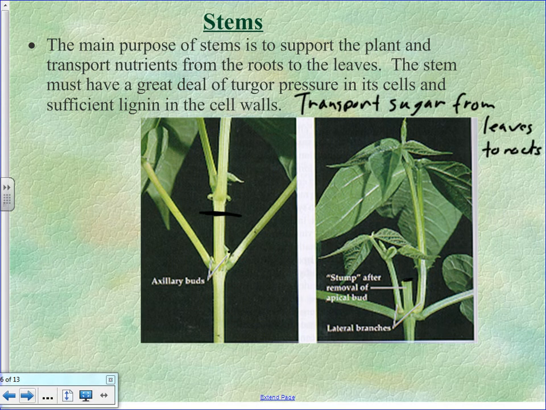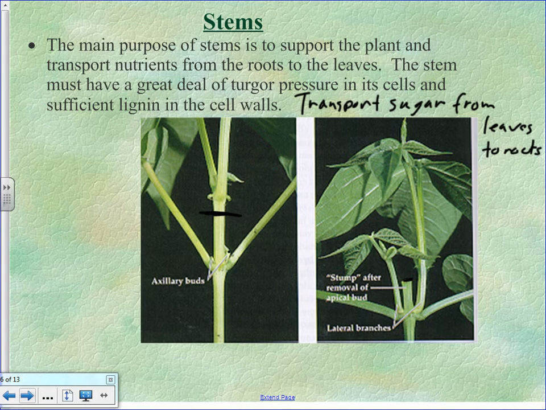All right, so the plant's stem is like a 4-lane divided highway. Part of it transports water up, and part of it transports sugar down. Those 2 jobs cannot be accomplished in one set of tubes, right? Because then you'd have stuff trying to go 2 ways in the same tube. All right, you guys follow me there?